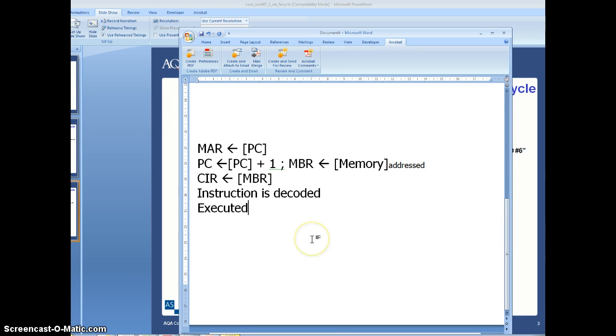So here is that notation again. Now this is written the way that you will see this in the exam. The contents of the program counter are assigned to the memory address register. The program counter, the contents of it, is incremented by 1 and assigned to the program counter. At the same time, the addressed contents of memory is assigned to the memory buffer register. Then the contents of the memory buffer register is assigned to the current instruction register. The instruction is decoded. It is then executed.